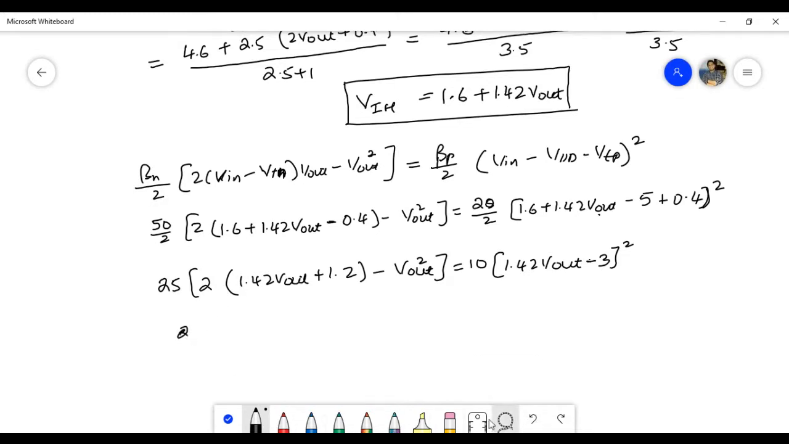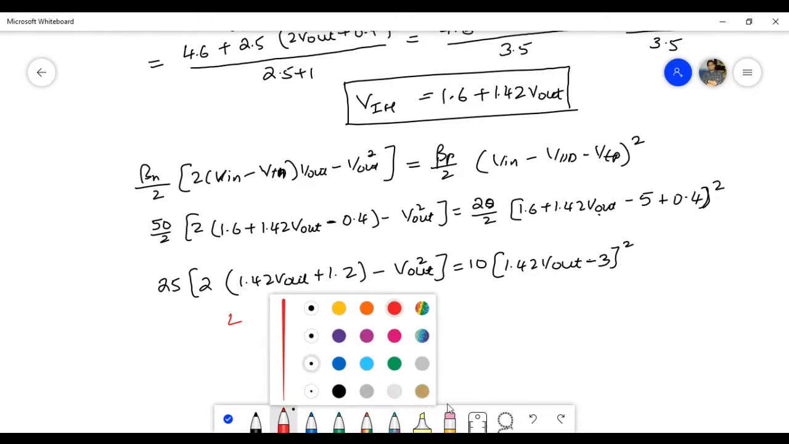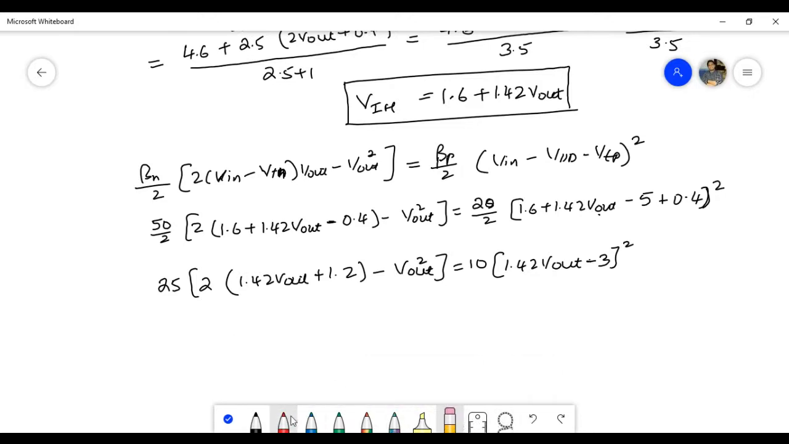So let us just do the same way. 2 into 1.42 will be 2.84 V out plus 2.4 minus V out square, and 10 by 25 will be how much? 1.42 whole square will be how much? 2.016. 2.016 V out square.